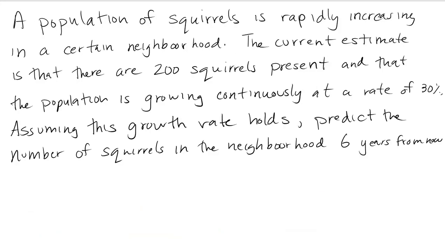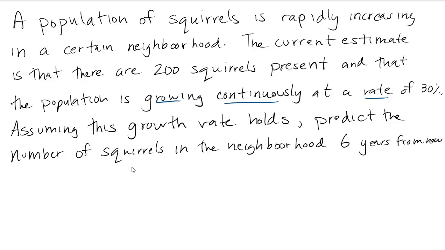In this example, instead of talking about money, we're going to talk about squirrels. A population of squirrels is rapidly increasing in a certain neighborhood. The current estimate is that there are 200 squirrels present and that the population is growing continuously at a rate of 30%. Assuming this growth rate holds, predict the number of squirrels in the neighborhood 6 years from now. Notice that we're told that the population is growing continuously at some rate. This is what we call exponential growth.